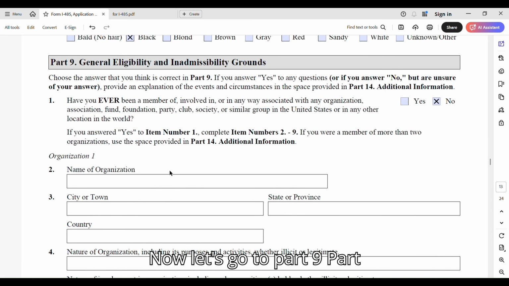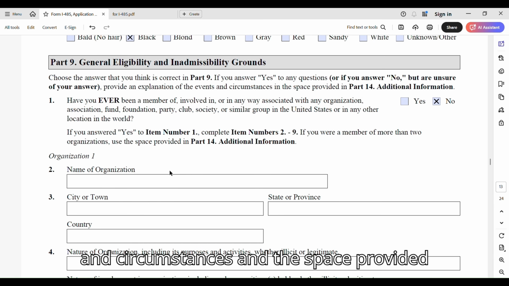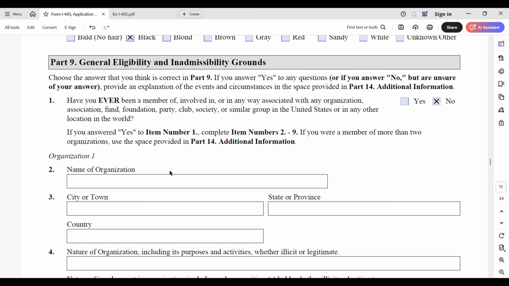Now, let's go to part 9. Part 9 is general eligibility and inadmissibility grounds. Choose the answer that you think is correct in part 9. If you answer yes to any question, or if you answer no but are unsure of your answer, provide an explanation of the events and circumstances in the space provided in part 14, additional information.